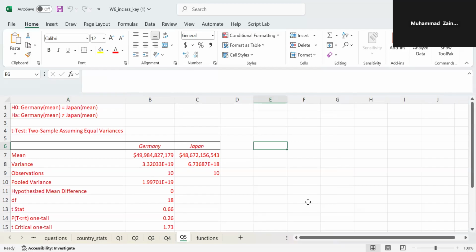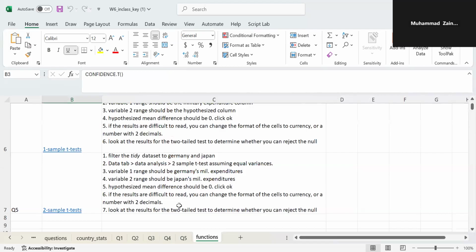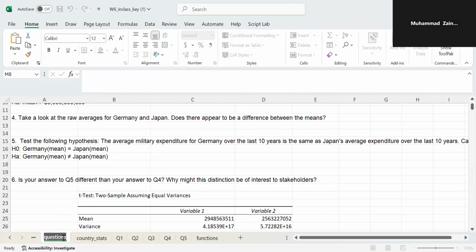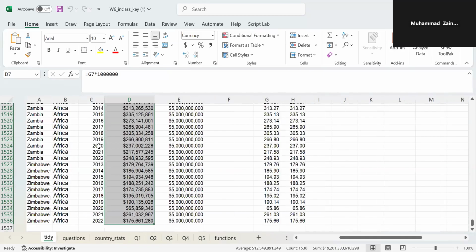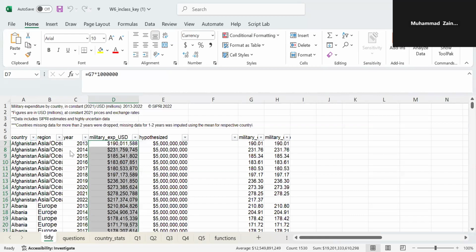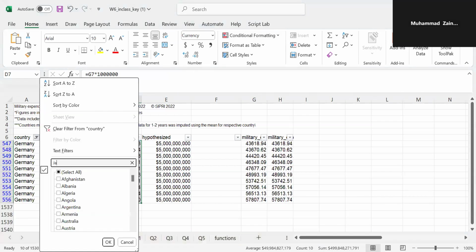So if you go here to see the functions, variable one range should be Germany's military expenditure, variable two range. So yeah, we are going to go here and we are going to sort, not sort, our data. We're going to apply the two filters here. So we're just going to do Germany, okay, and Japan, okay. I'm going to add Germany.